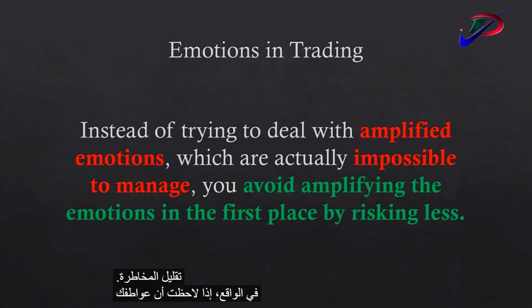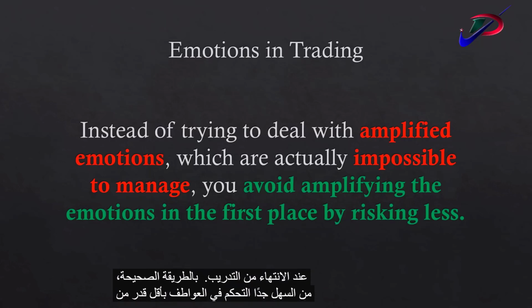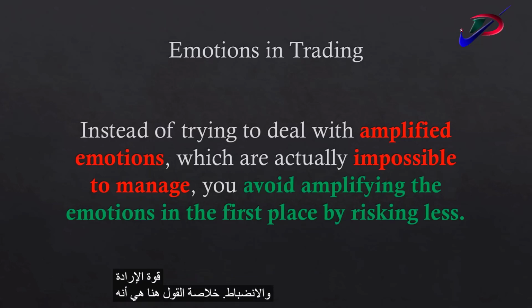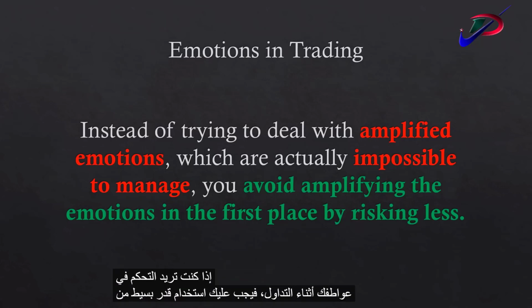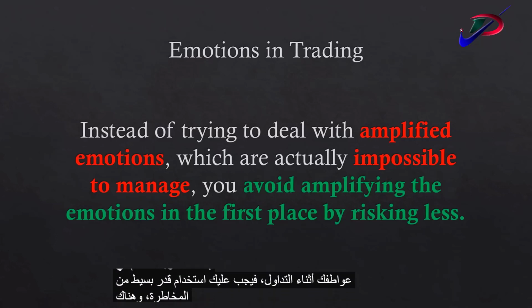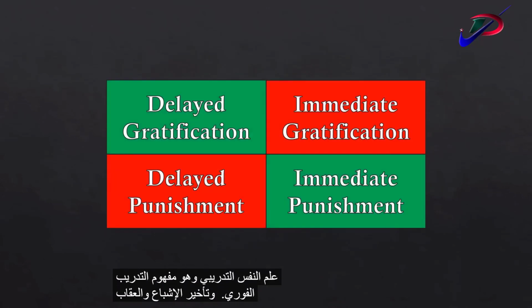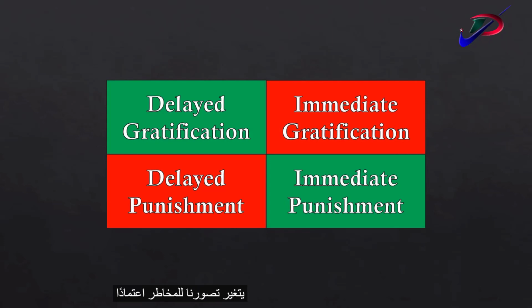In fact, if you notice that your emotions are getting in the way, it's a sign that you are risking too much. When trading is done in the right way, emotions are actually very easy to manage with minimal willpower and discipline. The bottom line here is that if you want to have control of your emotions in trading, you should use small risk. Another extremely important aspect of trading psychology is the concept of immediate and delayed gratification and punishment. Our perception of risk changes depending on whether the trade we're in is in profit or loss.